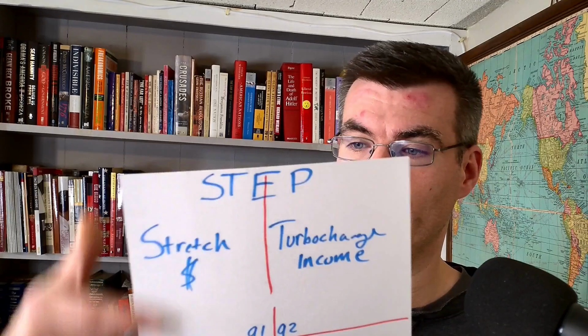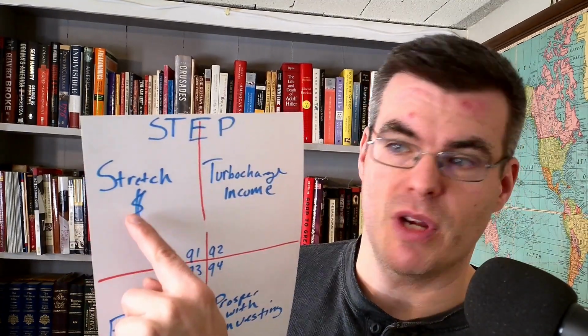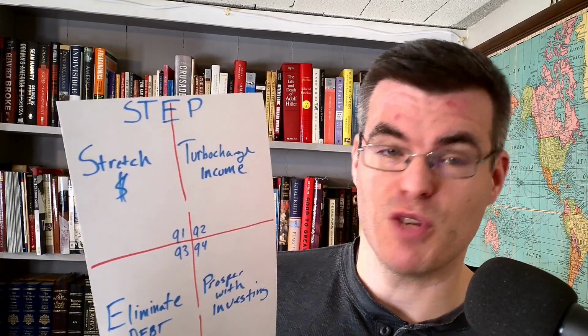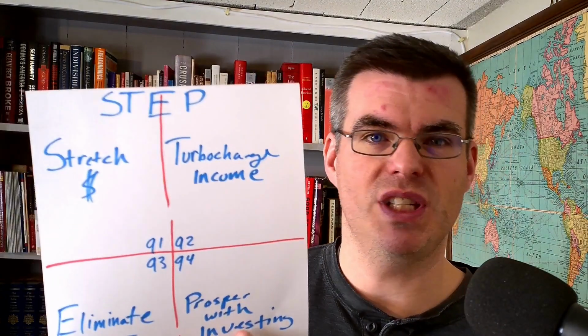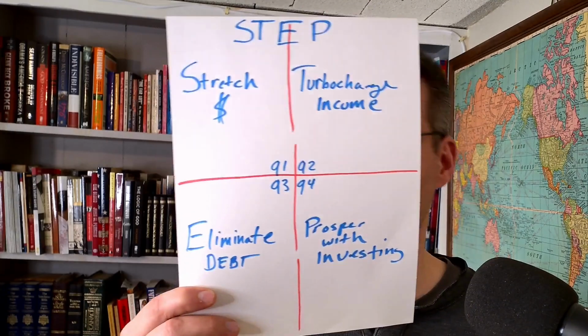But you also notice that these two connect as well. If you're making every dollar stretch farther, that has a connection with how much money you're paying out, and how much money is coming in. So you see this four-part quadrant is a very important structure on how to live your life going forward.